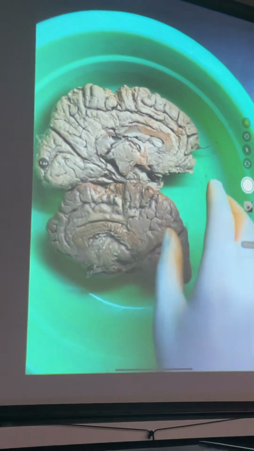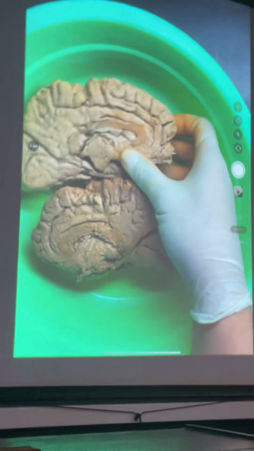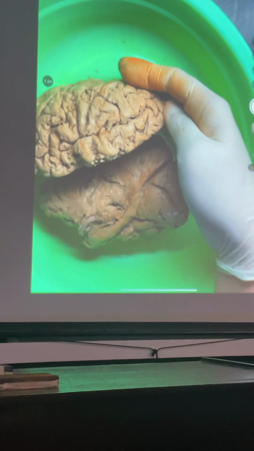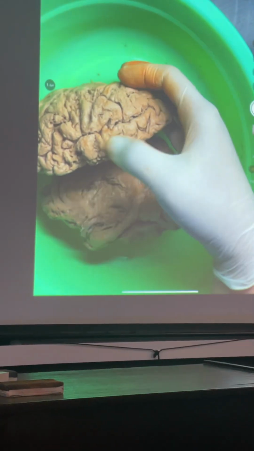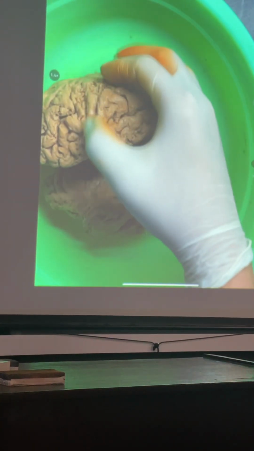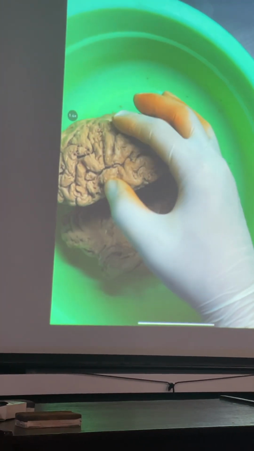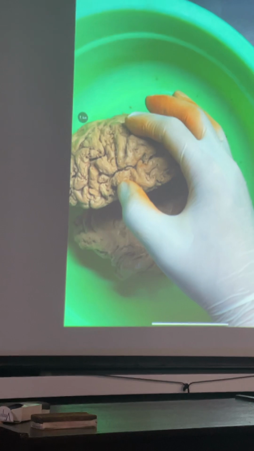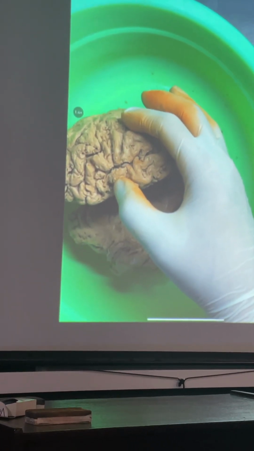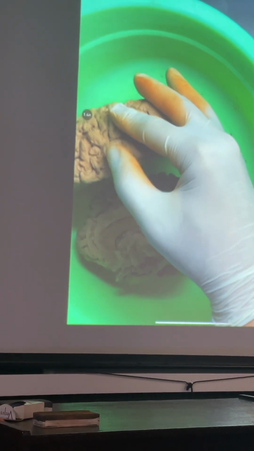So I'll show you the superior frontal gyrus, and this is now the superior frontal gyrus over here. Once again, this is the superior frontal gyrus. And this one here is the precentral gyrus. So the precentral gyrus is the center of motor. This is where the homunculus is seen.